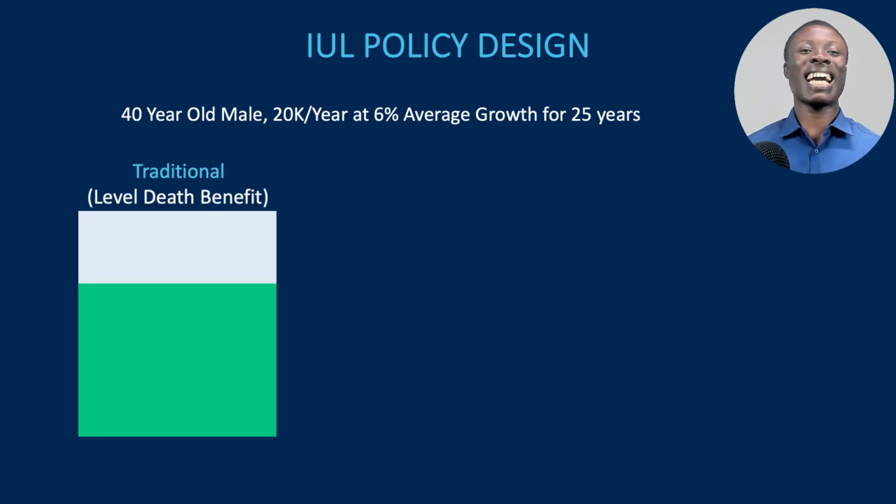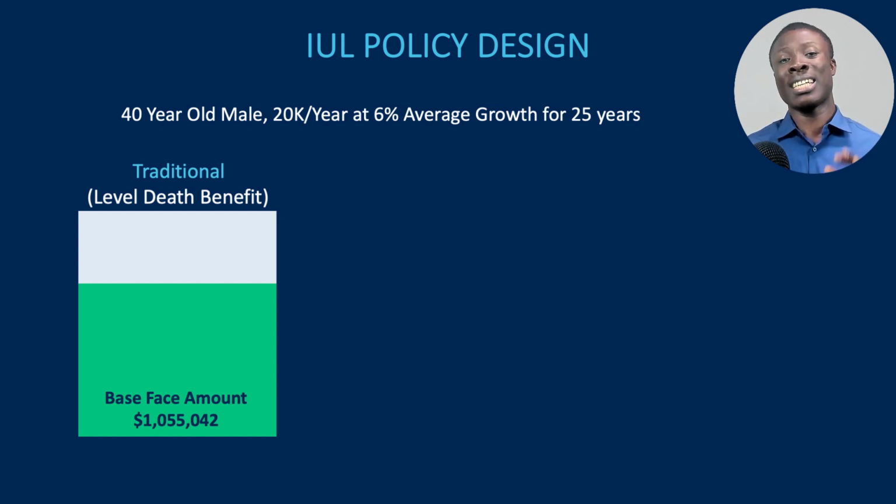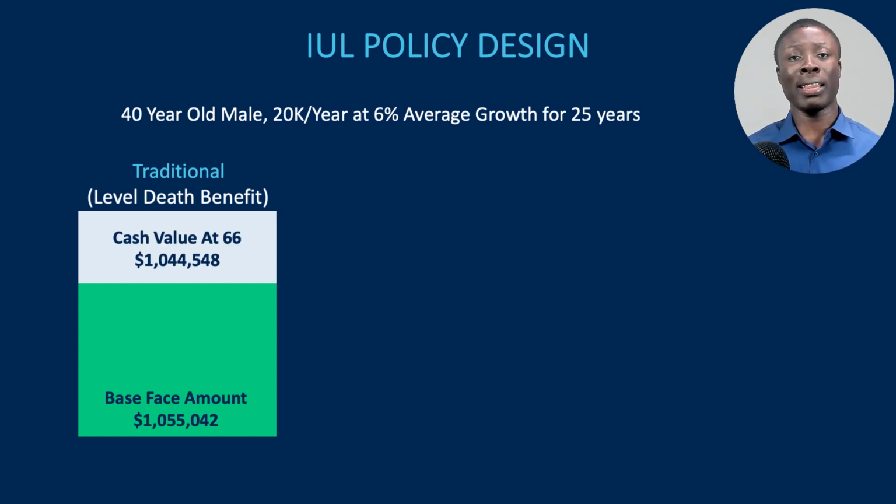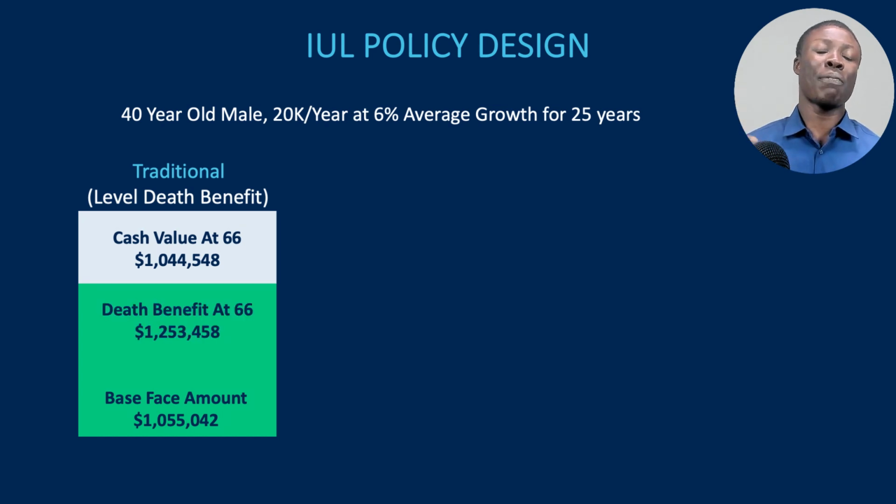The first design is the traditional design. With the traditional design, we have a large base amount of $1,055,000. There's no blended insurance, and at age 66, the cash value will be around $1,044,000, and the death benefit will be about $1,253,000. Just to remind you, an agent is paid commission based on the base face amount. The larger the base, the larger the commission.